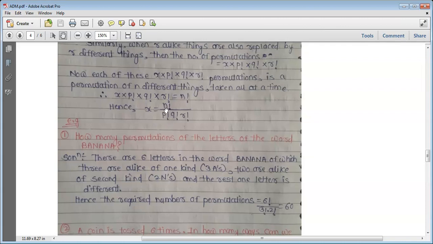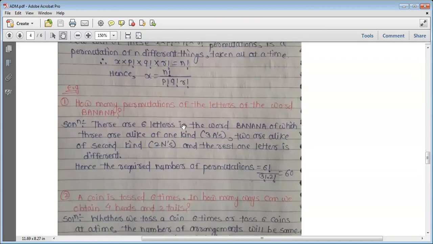Since these p things are alike of one kind, these q things are also alike of a second kind, and these r are of a third kind, here we have to remove this part from n!. Hence x is nothing but n! upon p! × q! × r!.